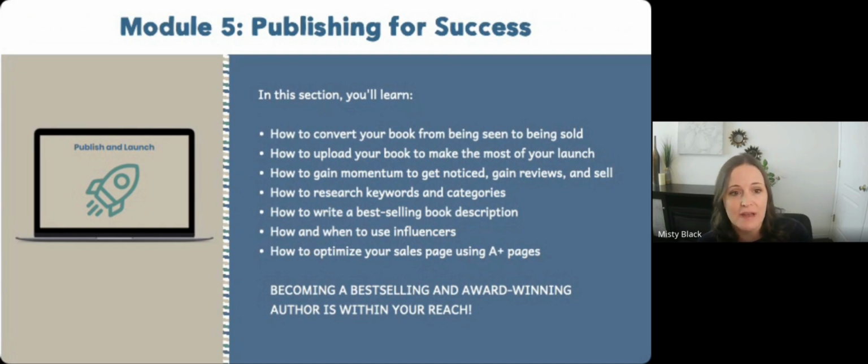And the section includes research, how to research those keywords and categories, where to find them, how to analyze them so you know that they're going to bring in the most traction for your book, how to write a best-selling book description, because online you have about 7 seconds. Once somebody clicks on your page, they don't stay very long. You've got to capture their attention right away. So you want to write that best-selling book description that's going to not only make them want to buy the book, but want them to pay attention and keep reading the description. You'll also learn how to use influencers and optimize your sales page using A+ pages. Again, if you don't know what that means, don't worry. I help you with everything.